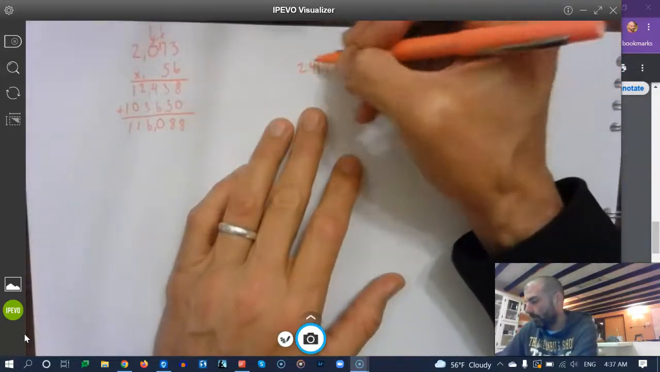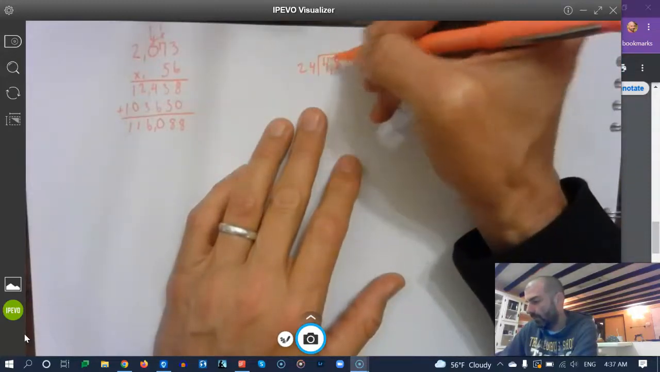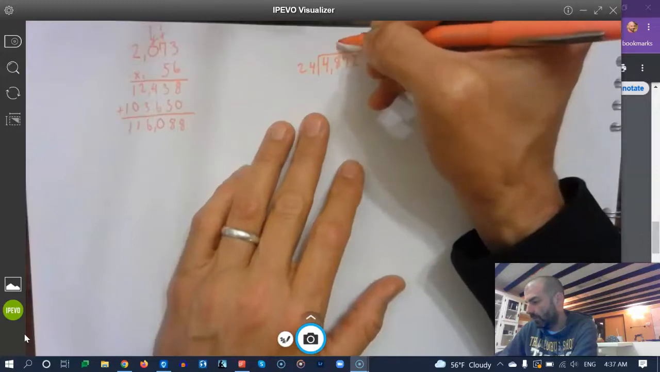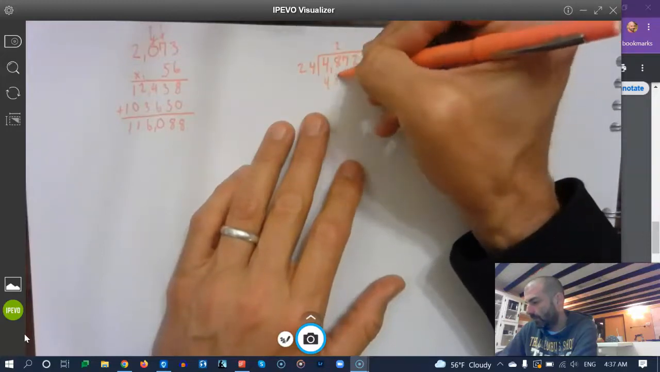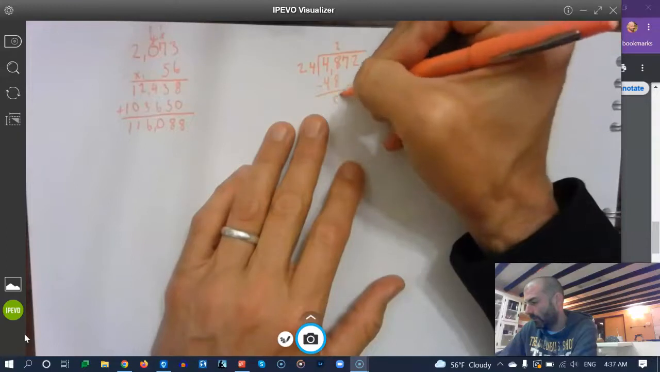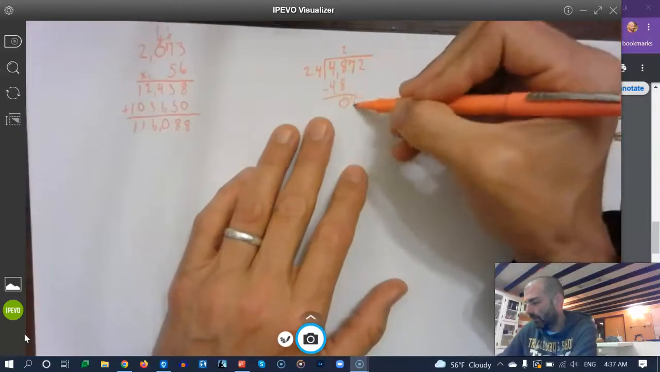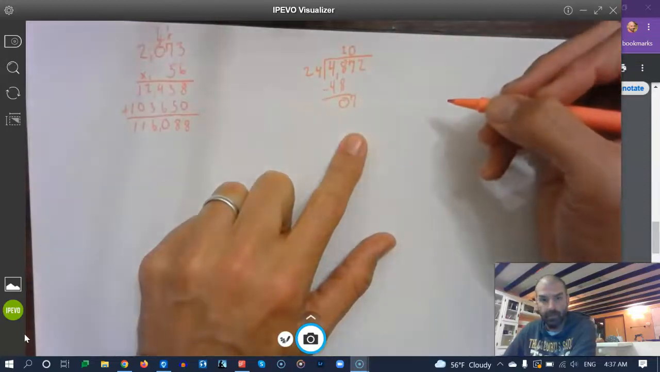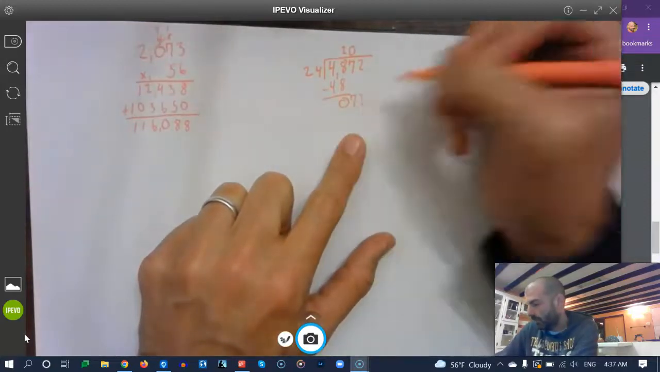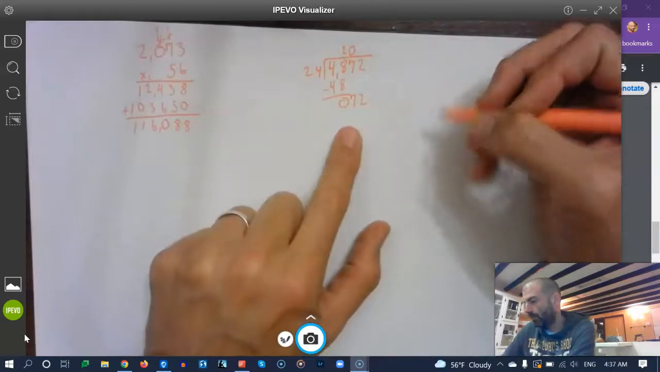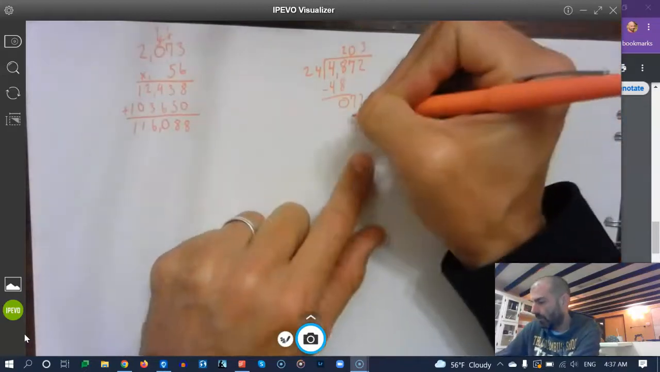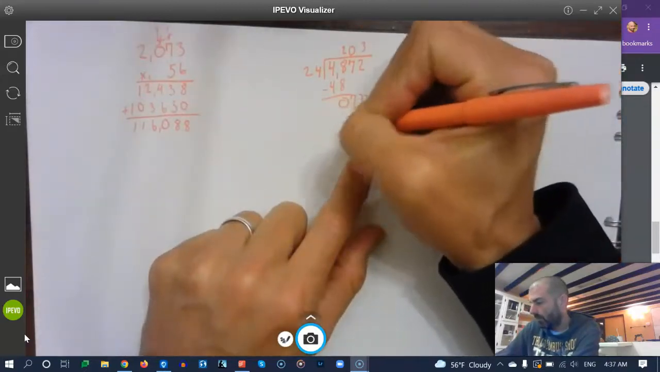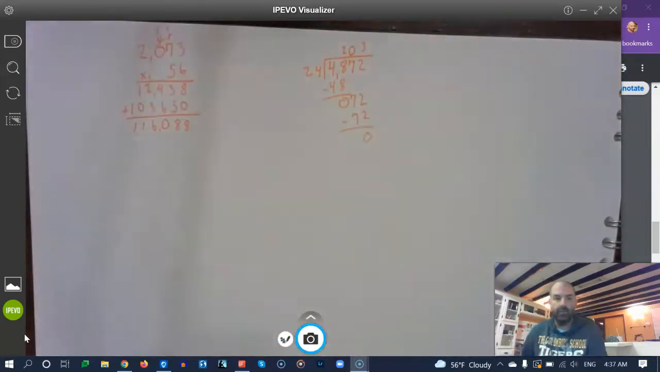So 24 goes into 4. It doesn't go into 4 at all. So, but it goes into 48 2 times. 2 times 24 is 48. Carry down that 7. 24 does not go into 7, but I have to put the 0 saying it doesn't. And now the 2. So 24 goes into 72 3 times. So we get 0 right there.